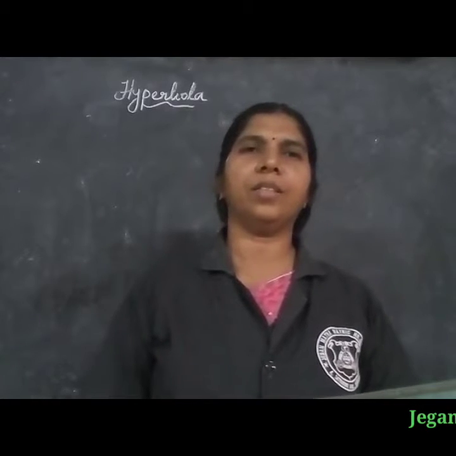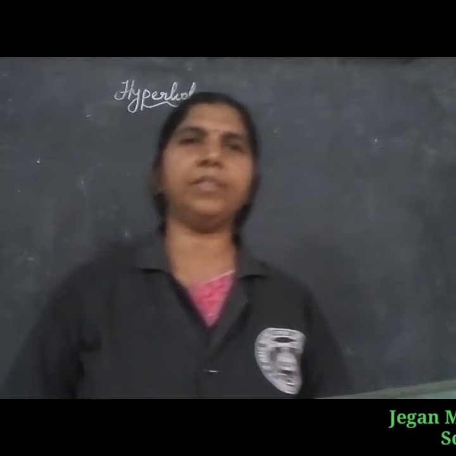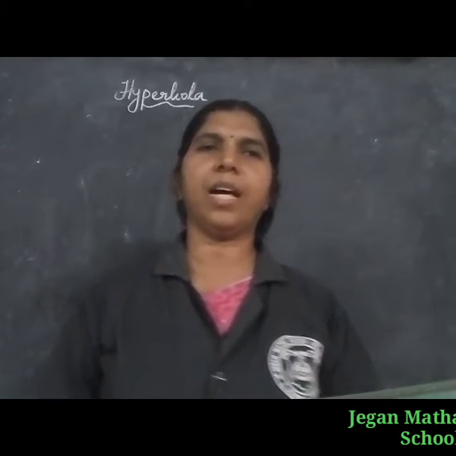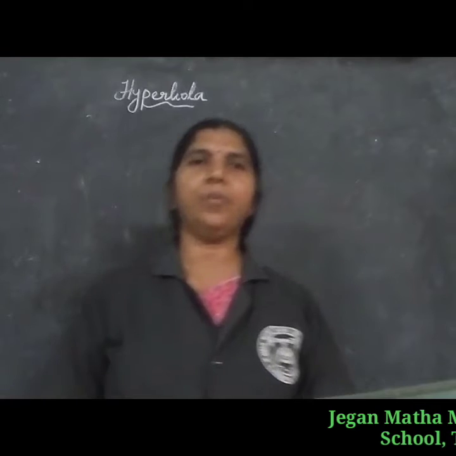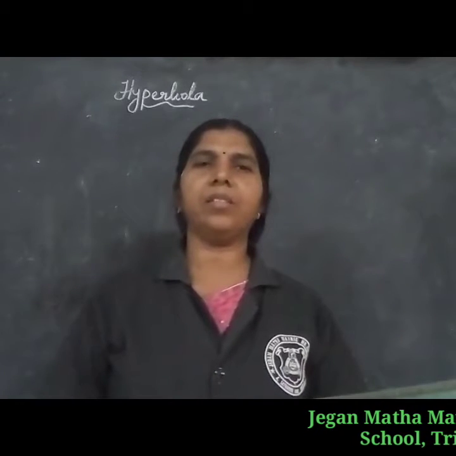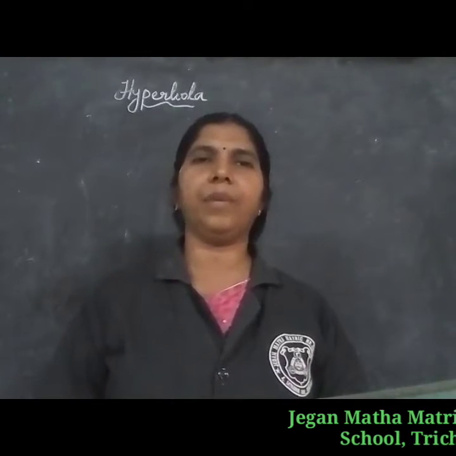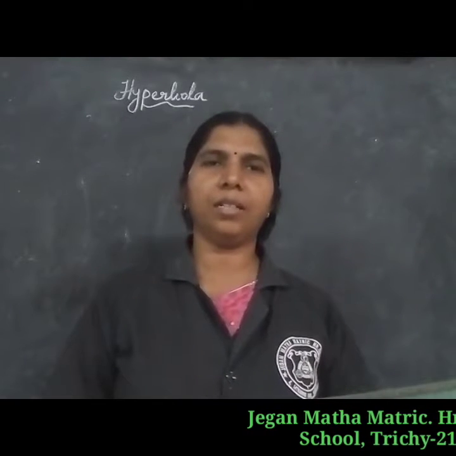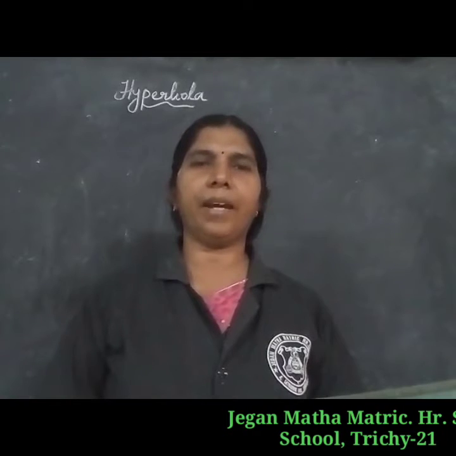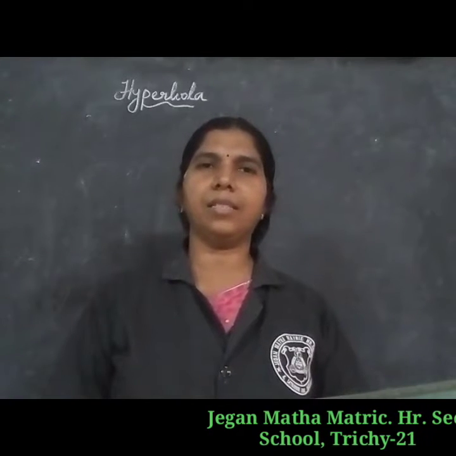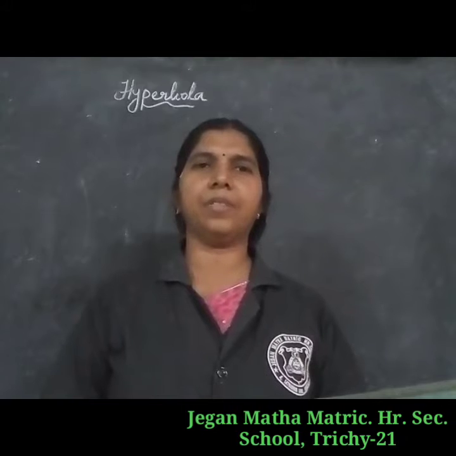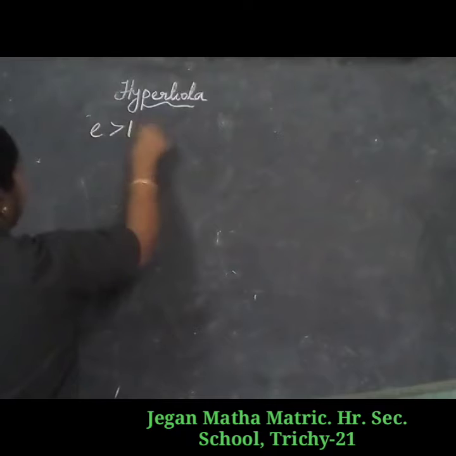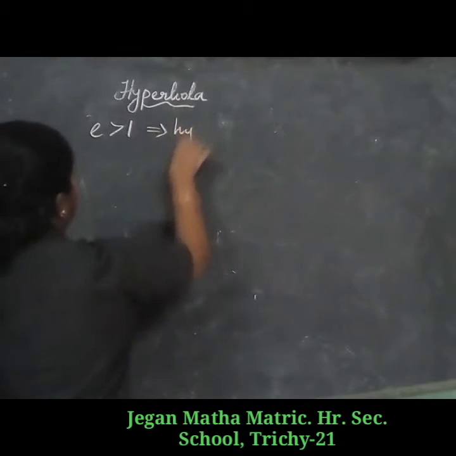Hi students, now I am going to teach 12th standard maths, chapter 5, two-dimensional analytical geometry. Already we have discussed parabola and ellipse. Based on the eccentricity only, we will define the conics. If eccentricity is equal to 1, we get a parabola. If eccentricity is less than 1, we get an ellipse. If the eccentricity value e is greater than 1, then the conic is a hyperbola.